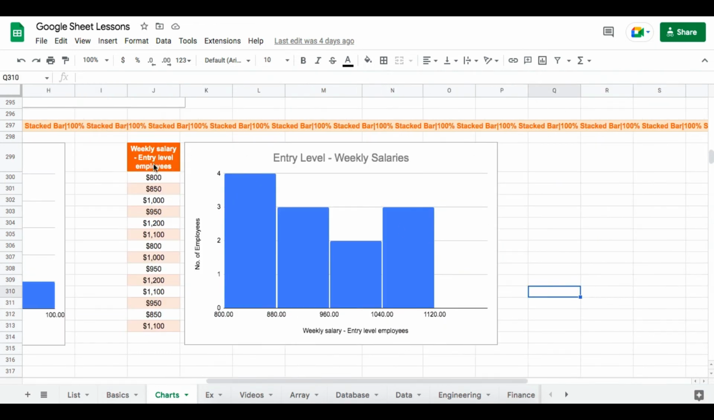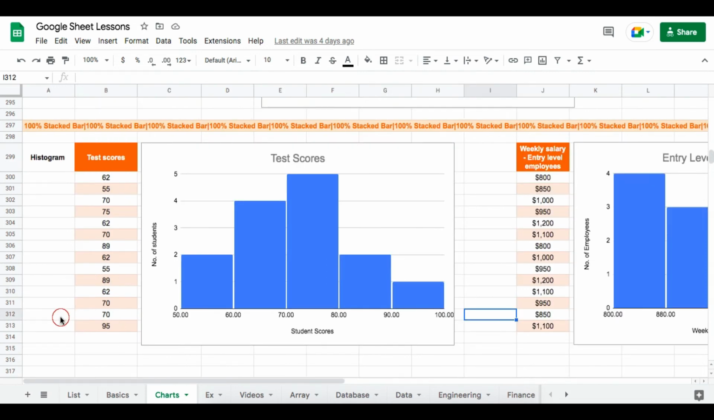Next, we have the weekly salary of an entry-level employee. And when you plot all of these numbers in here, you can see there are at least four frequency of salaries between 800 to 880, and that's why we have the 4 here. And then the number goes down until at least three data points also have weekly salaries between 1040 to 1120 dollars per week. So these are the different column charts that I wanted to share.